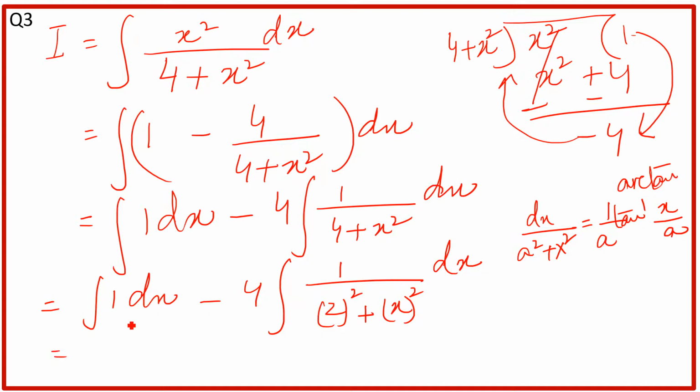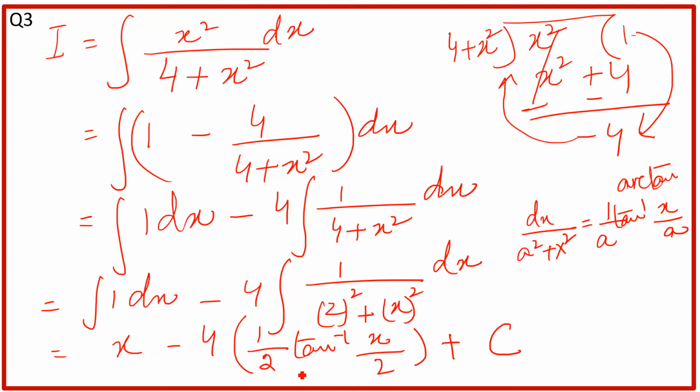So the integration of 1 dx is x minus 4, and now here you have to follow the same formula. 1 over a constant is 1 over 2 tangent inverse, and x is the variable, but we have x here, no problem. Otherwise, if we have y, z, t, whatever, you have to follow the same, plus c. So this 2 times, it will be equal to, I can write down here, x minus 2 tangent inverse x over 2 plus c, and this is your answer.